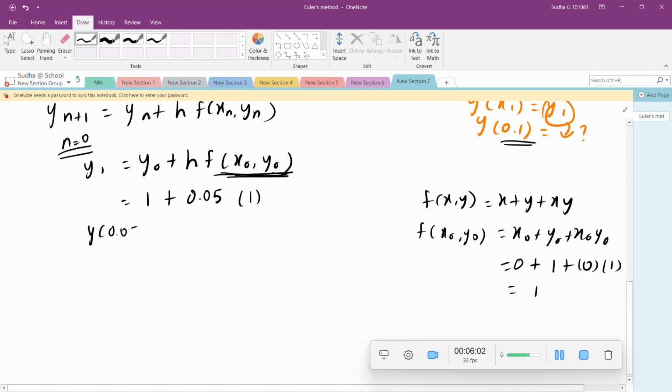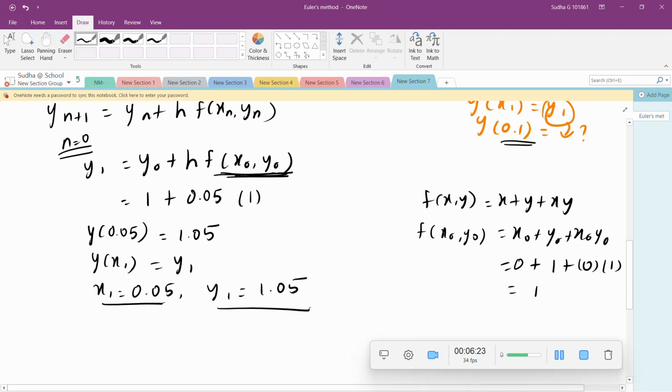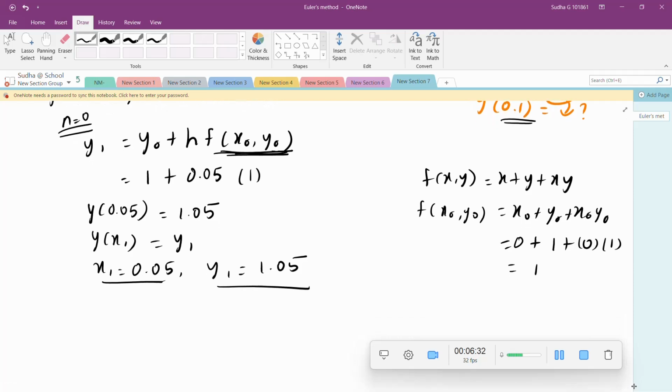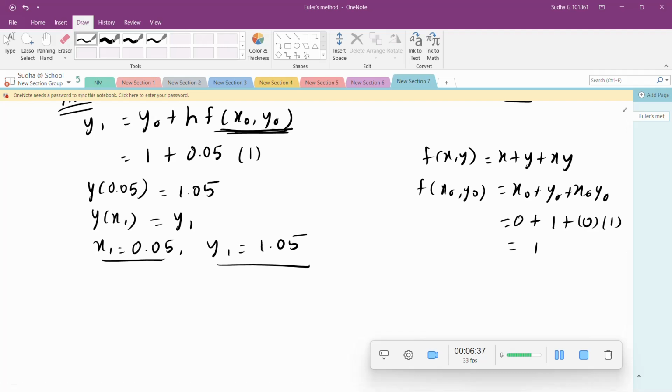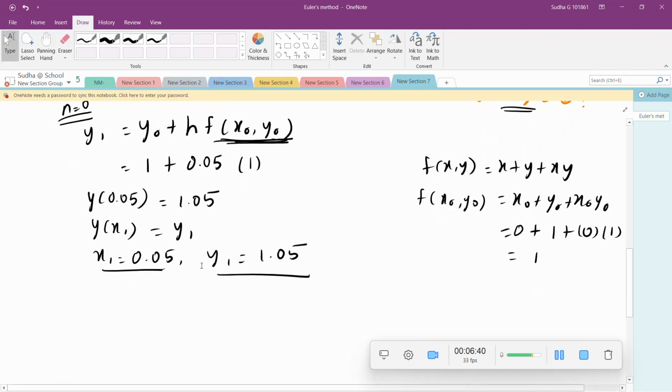So y of 0.05 equal to 1.05. So y of x1 equal to y1. So x1 value 0.05, y1 value 1.05. Using x1 and y1 values, we need to find out next y2. So in this general formula, we need to put n equal to 1. Then we will get the y2 value.